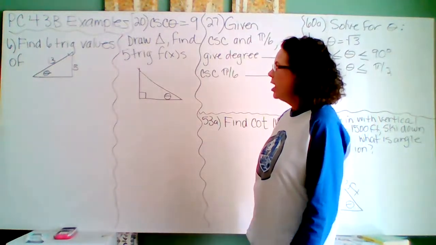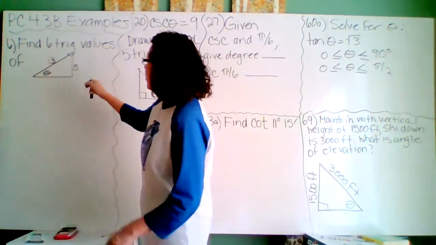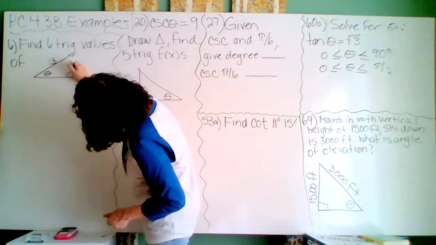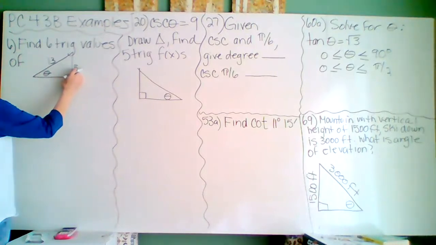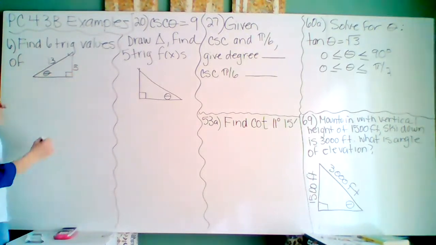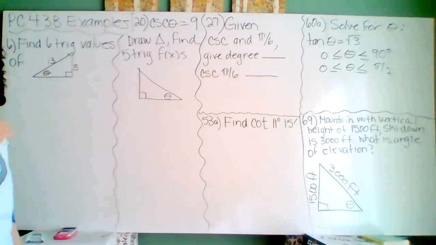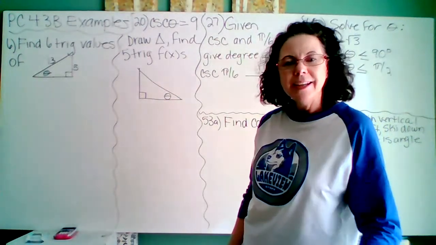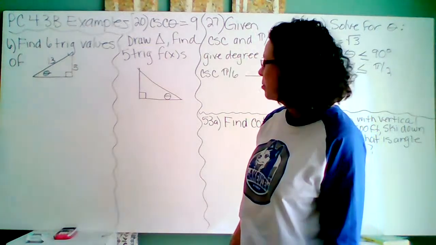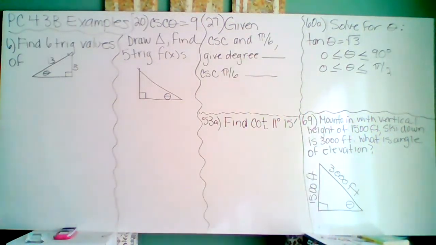Given this triangle, this is a right triangle, I should say, with a leg of 5, opposite theta, and a hypotenuse. They're asking you to find the 6 trig values. Usually what we do is just find the first 3, sine, cosine, and tangent, and then take the reciprocal of that.